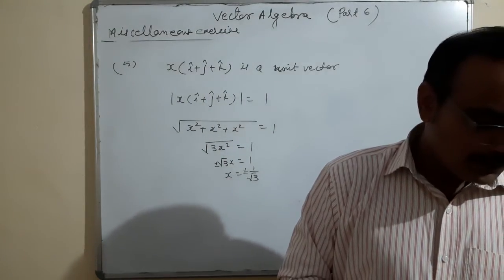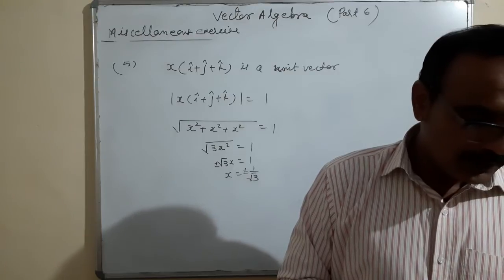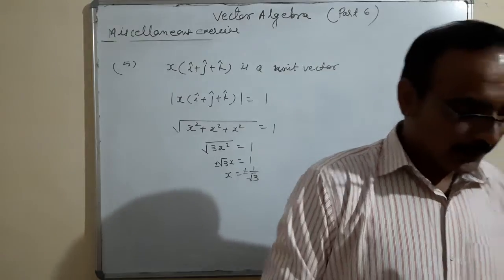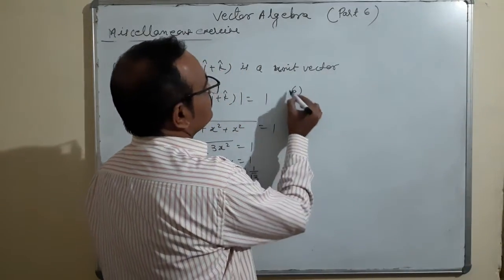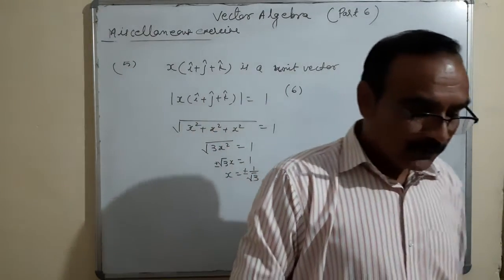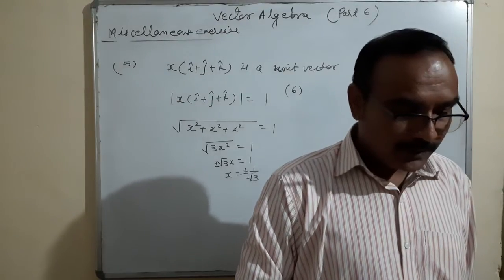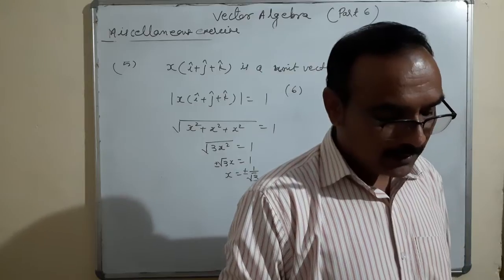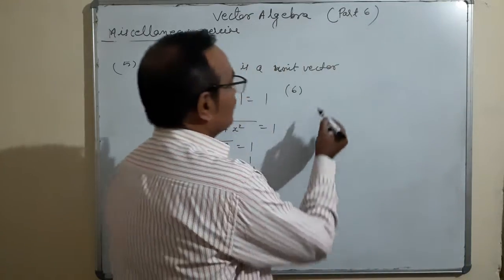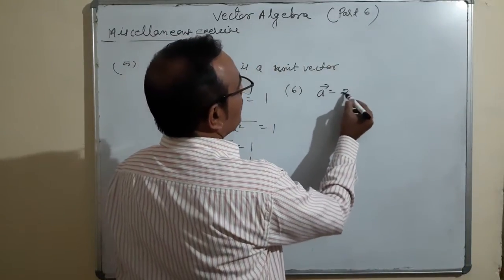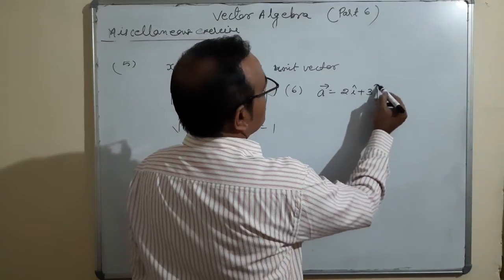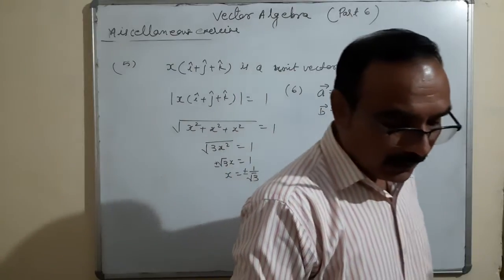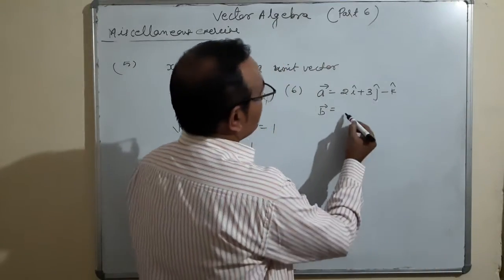Next question, number 6. Find a vector of magnitude 5 units and parallel to the resultant of the vectors A and B. Vector A is equal to 2i plus 3j minus k, and vector B is equal to i minus 2j plus k.